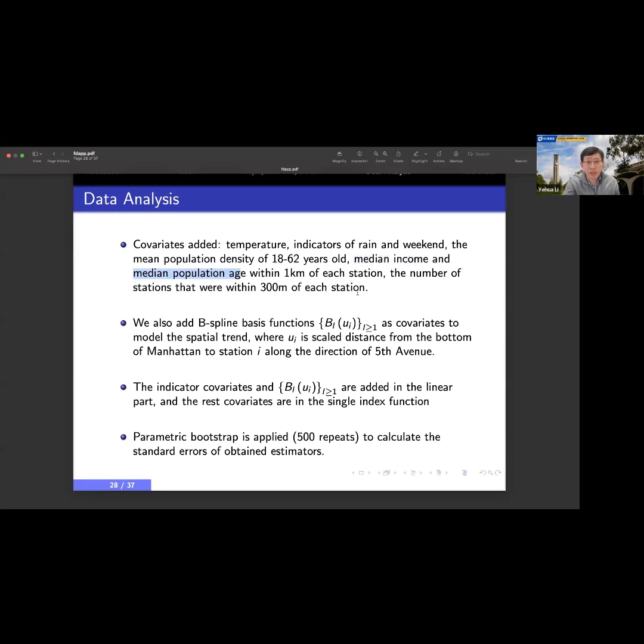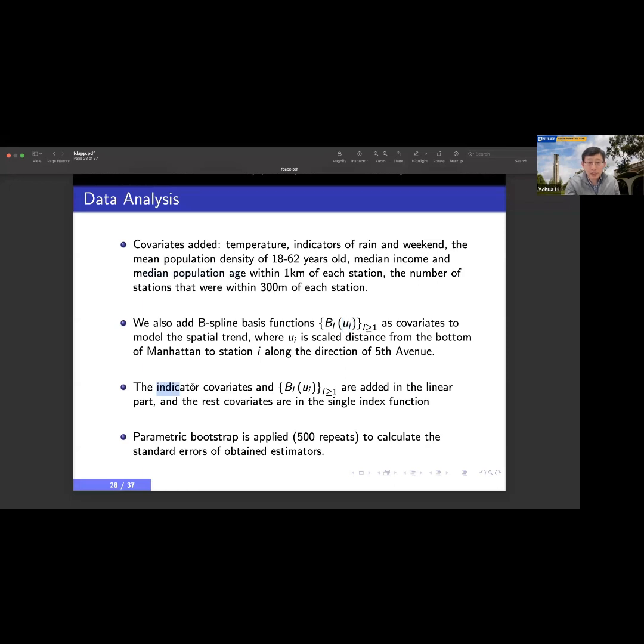If you recall, I mentioned that there's also a spatial trend running along the axis of Manhattan Island. So in order to model that spatial trend, we also threw in a few spline bases. The argument U is the scaled distance from the bottom of Manhattan Island to that station along the direction of Fifth Avenue. Okay.